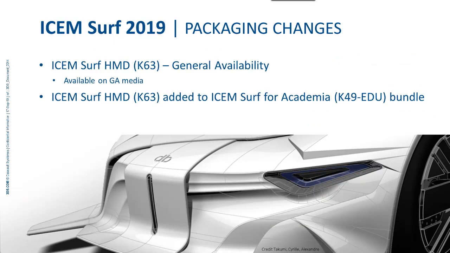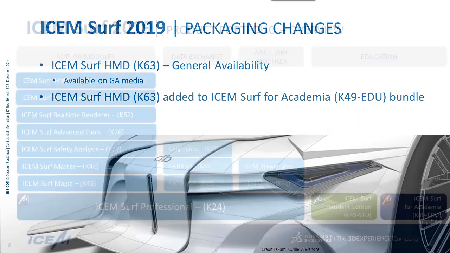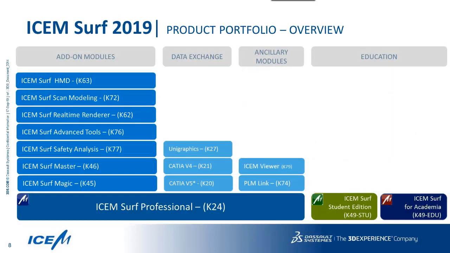The big change for packaging is that ICEM Surf HMD is no longer controlled availability, it is now general availability. That basically means it's supplied on the GA media that everybody gets. And it's also included in ICEM Surf for Academia. So these are the different modules of ICEM Surf. No big changes here, but you can see that ICEM Surf HMD is GA, which stands for general availability.